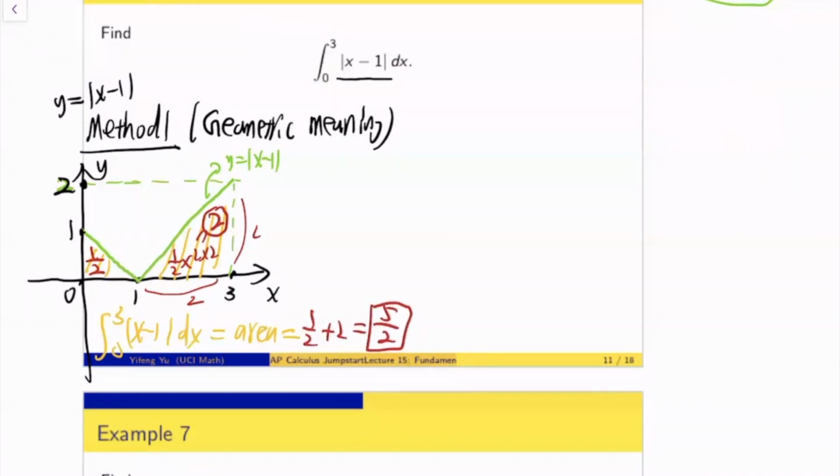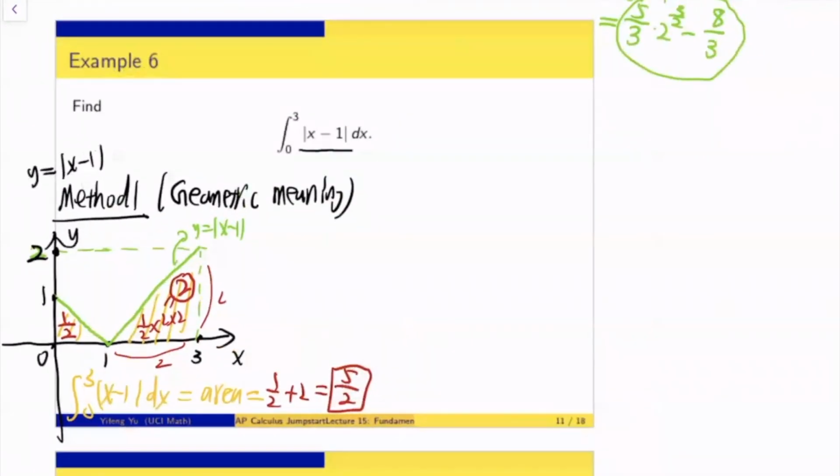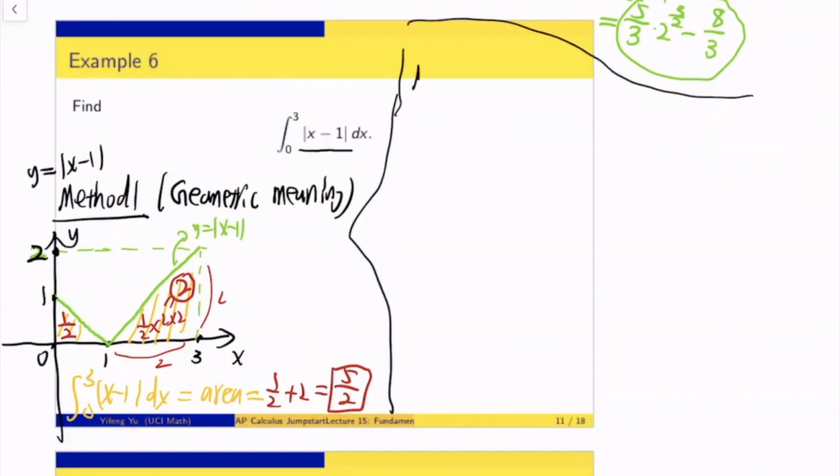So the point is, for this simple function, you can just use the geometric meaning without using the Newton-Leibniz formula. All right, let's see how we do it if we use the Newton-Leibniz formula when we encounter things with absolute value. So how should we do it? Method 2, we use the general formula, the Newton-Leibniz formula.